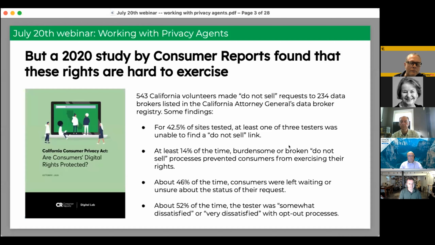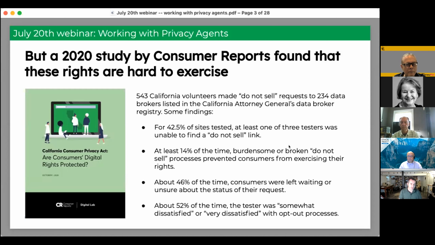We did a study last year in which we recruited 542 volunteers to make do not sell requests to data brokers listed in the California Data Broker Registry. And we found some things that made us worry that even before you have authorized agents in the mix, just asking people to go and exercise their rights is a tough proposition. For each site, we had 3 testers go and just try to opt out of the sale of their data on their own without really any instruction. And almost half the time, one of the 3 testers was just totally unable to find a do not sell link.